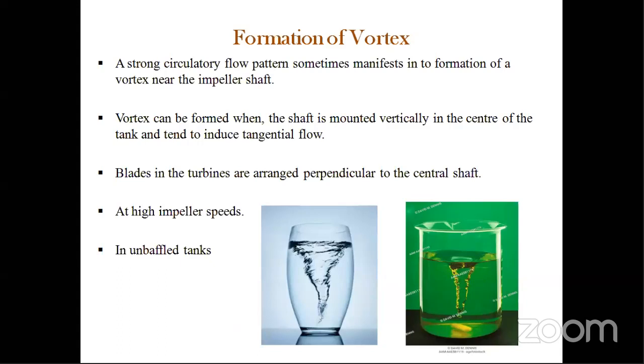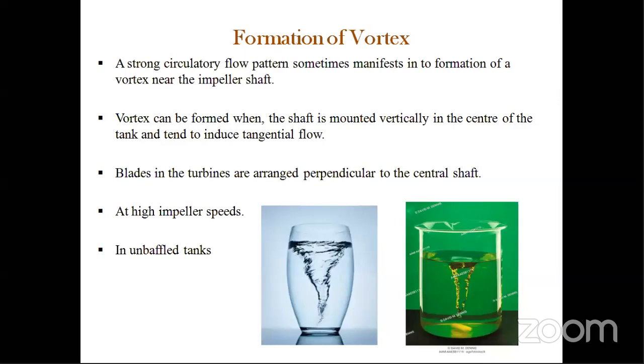So now we come to the most important disadvantage or problem situation during the mixing of liquids. The most important problematic situation is created by vortex formation. In the first mixing flow pattern, the tangential flow pattern, what happens if your mixing speed increases? That time the circular motion is converted into a vortex.